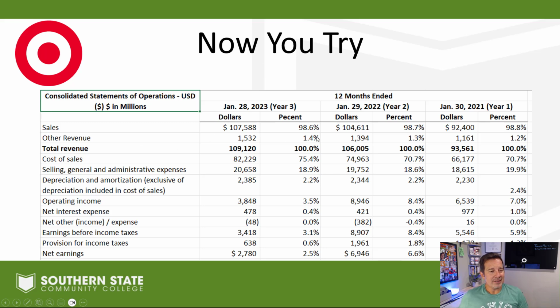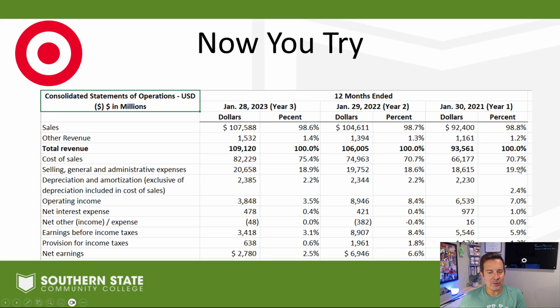Looking at Target, you can see pretty similar to Walmart as far as the breakdown between sales and other revenue. You can see product sales are about 98, nearly 99% of revenue, and then a 1% other revenue. Total revenue is 100%. But look at the cost of goods sold. And we saw back in the horizontal analysis, Target's profit really went down from year 1 to year 3. Their net income really went down, even though sales were going up. And we said, cost of goods sold seems to be the culprit there. And it really becomes clear right here.